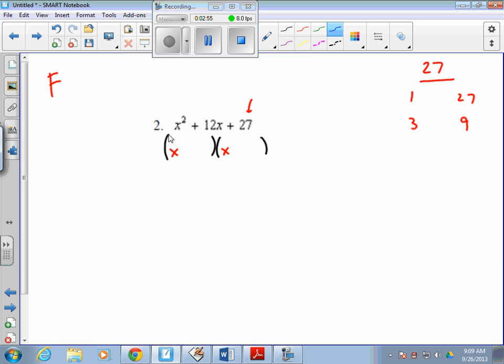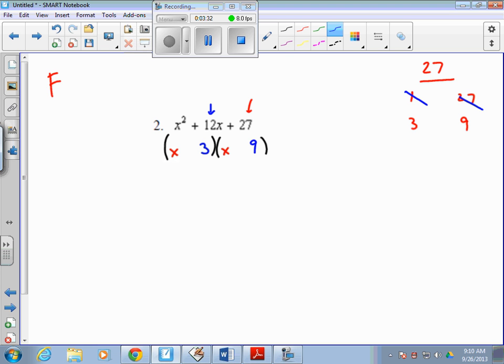If you put 1 and 27 together, you're either going to get 28 or 26. Those are the only 2 possible numbers you can get when you combine those. So those are not the numbers you use. When you put 3 and 9 together, you're either going to get 12 or 6. Again, don't think of positives and negatives right now. We need the number 12, so those are the 2 correct numbers. So you put in 3 and 9. It doesn't matter which one you put first right now.